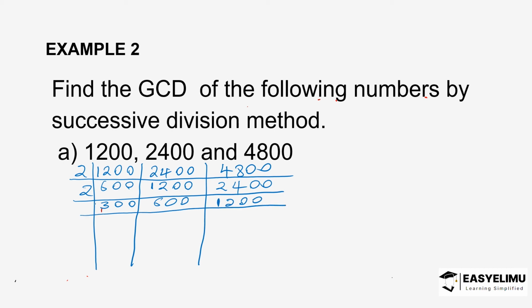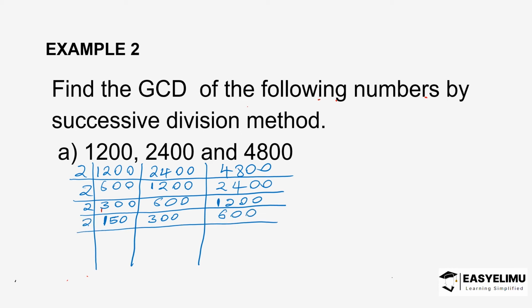So again, they are all divisible by 2. So 3 divided by 2 is 1, because of 2 remainder 1. 1 taken to the next digit is 10. 10 divided by 2 is 5, then you add 0. 6 divided by 2 is 3, and 12 divided by 2 is 6, then you add the 2 zeros.